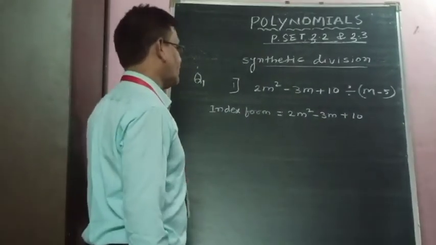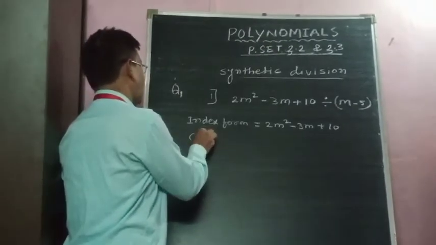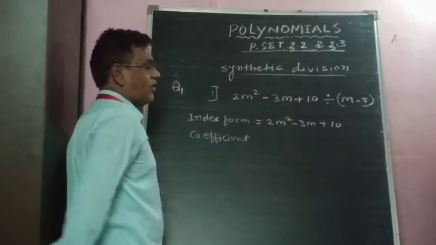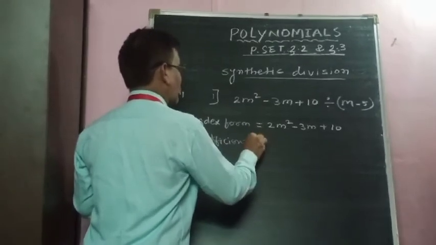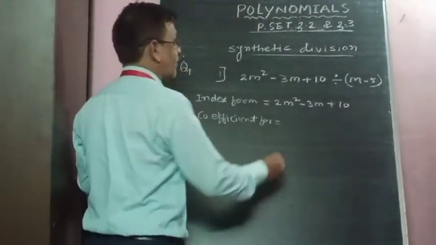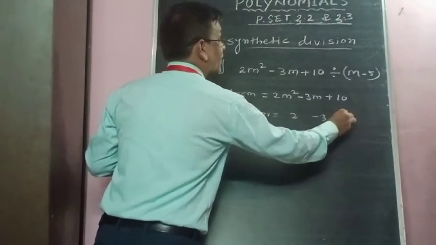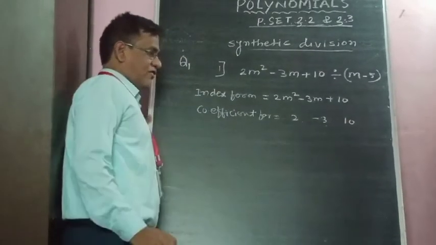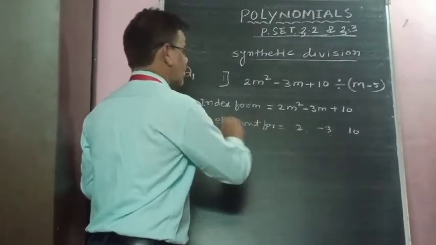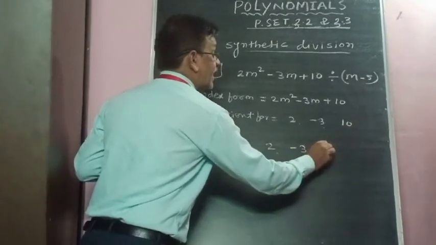Now you have to write down this given polynomial in coefficient form. Now what is coefficient form here? We already learned what coefficient form is. You have to write down only the coefficients of the terms. Means first term is 2, second term is minus 3 and third term is 10. This is the coefficient form. Now first you have to write the given coefficients here: 2, minus 3 and 10.